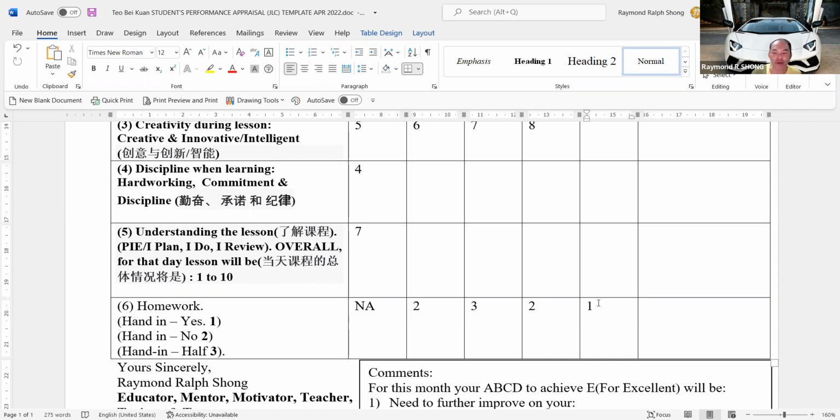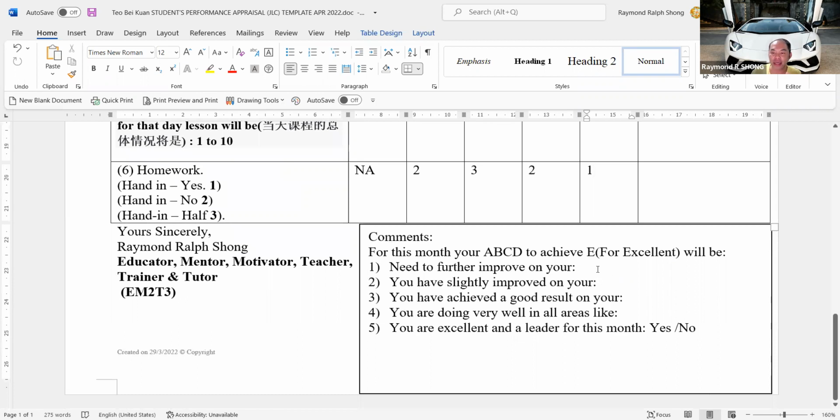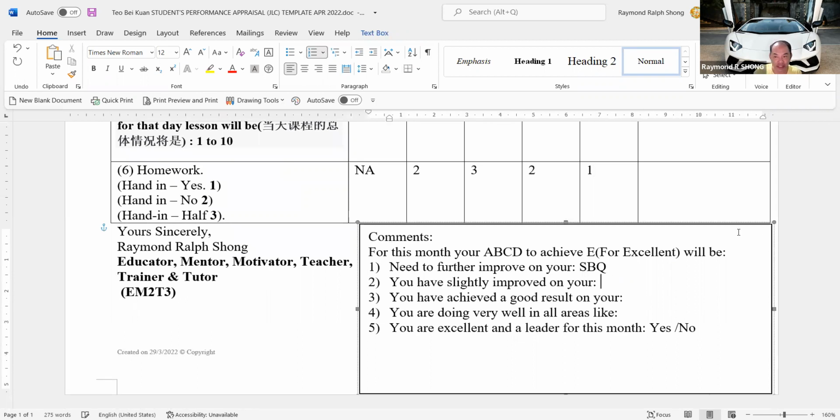Then, for example, Pei Kun. So, for example, you are here, okay? Need to further improve SBQ. For example, you have slightly improved inference. Get it now? Get the idea? Then here, you have achieved a good result. Please, for example, your SRQ. 明白吗，Pei Kun? Okay?